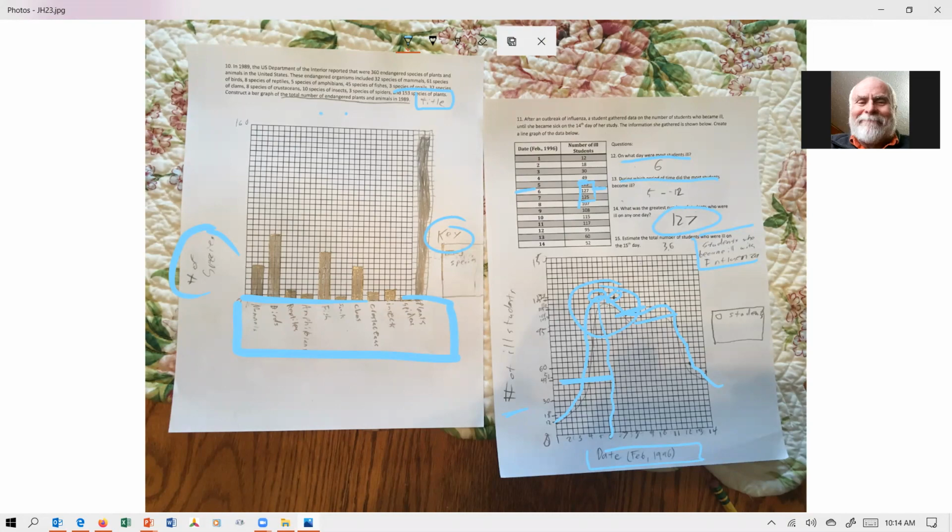Estimate the total number of students who were ill on day 15. So if we follow this trend, day 15 would be right about there. And that would be 32, 4, 6, 8-ish. So mid 30s. Sure, looks good.